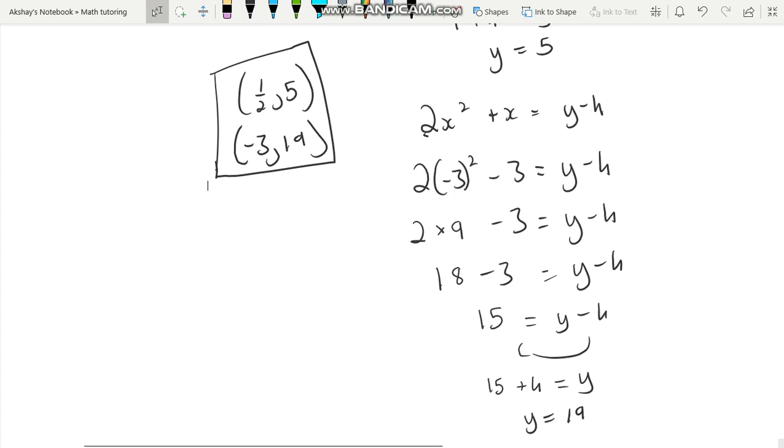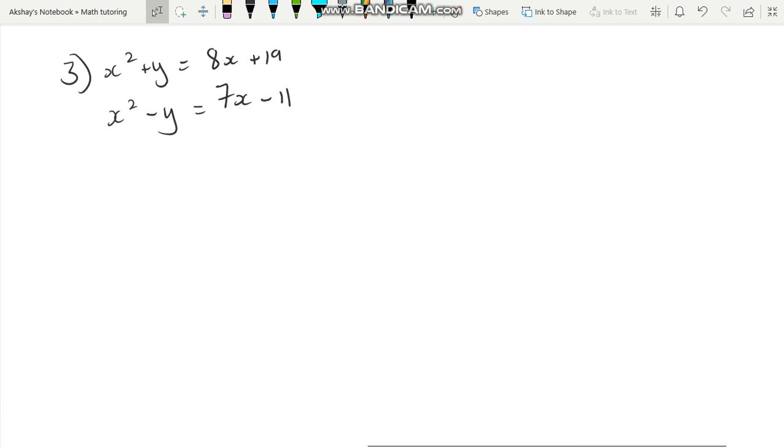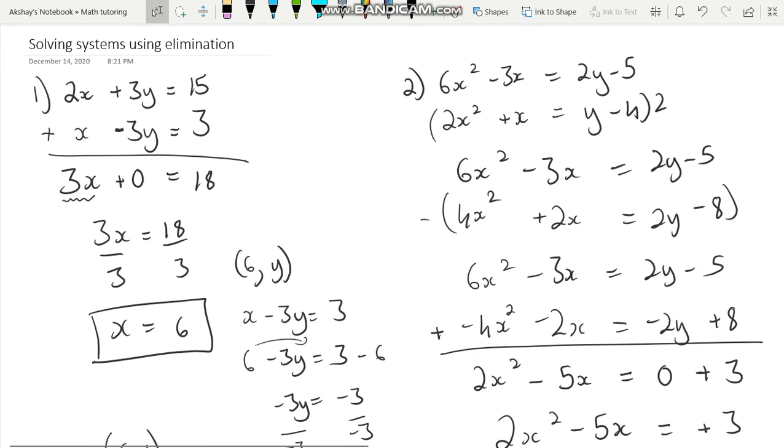I'm going to leave you guys with another question which you can do on your own. It's x squared plus y is equal to 8x plus 19 and x squared minus y is equal to 7x minus 11. So that was solving systems of equations using the elimination method.